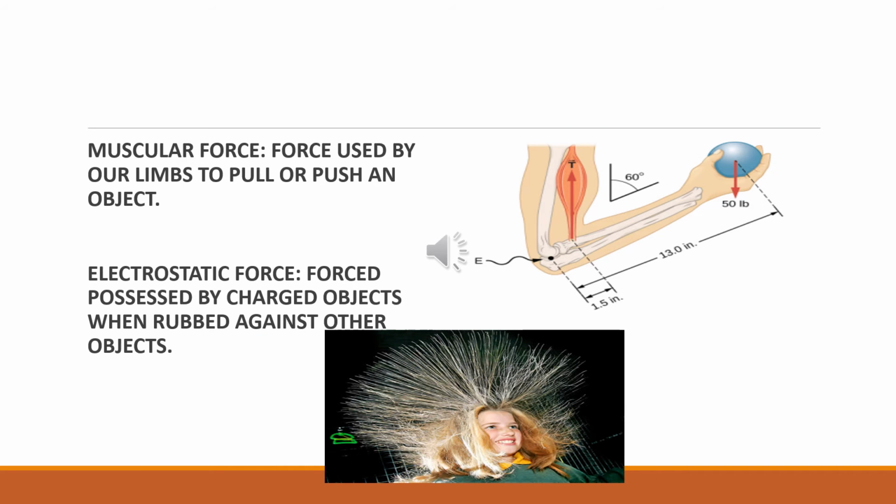Next is muscular force. When we use our limbs to pull or push objects, we apply muscular force. We apply muscular force when we pluck a fruit from a tree. Next is electrostatic force. Some metals get charged when rubbed with other objects. When we run a comb through our hair, we are able to pull some pieces of paper with the comb. This force is called electrostatic force.